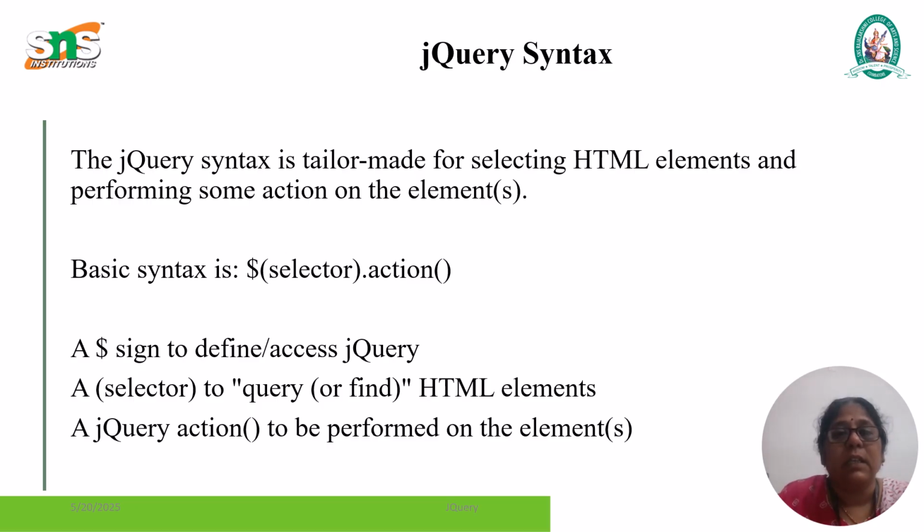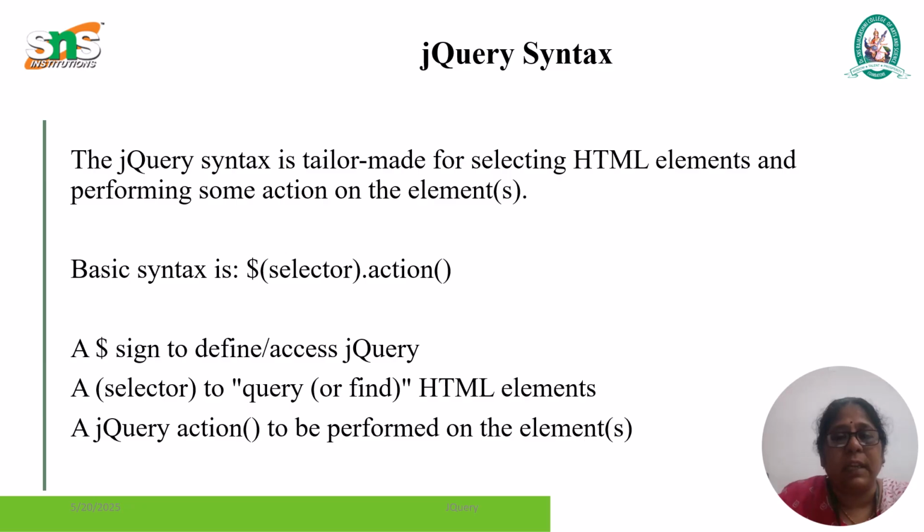The jQuery syntax is tailor-made for selecting HTML elements and performing some action on the elements. You all know what HTML elements are. You have many elements under HTML. All the tags, like paragraph, heading, all those things, you call them elements. The basic syntax for jQuery is a dollar symbol followed by the selector, dot, action of. So what is the selector? It is the element on which you are going to perform the action.